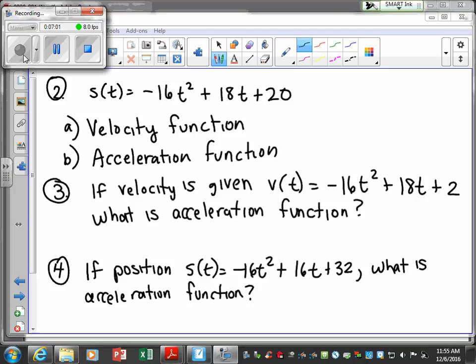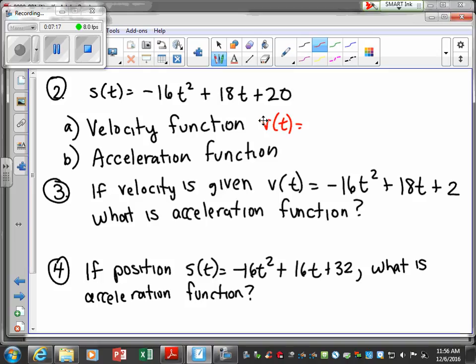Okay, we have a few examples here you can just write down. They're not very difficult to move through. In number 2, if I give you the position function negative 16t squared plus 18t plus 20, what is the velocity function? We just take the first derivative of that, which is going to be what? 2 times negative 16, negative 32t to the n minus 1, then we just have plus 18, and that's feet per second this time. Some unit per second if I had given you one.